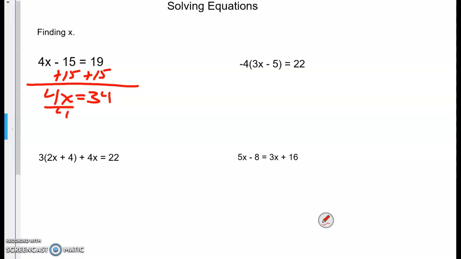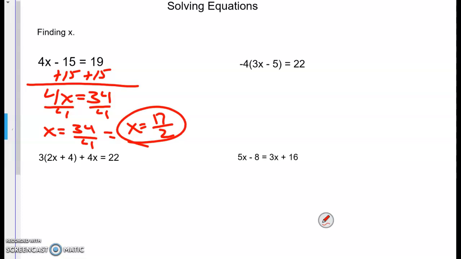And then we're dividing both sides by 4. x equals 34 over 4. Please reduce where you can. I want this answer to be x equals 17 over 2.